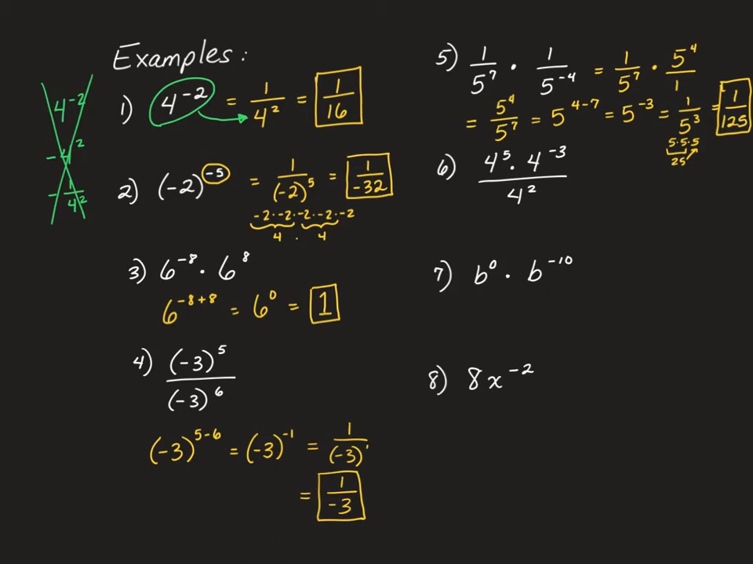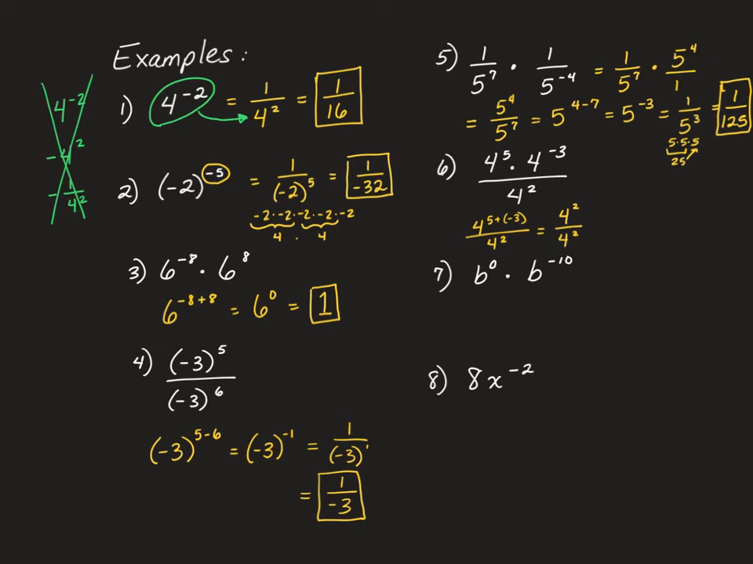4 to the power of 5 multiplied by 4 to the power of negative 3. Remember, we need to add the exponents, so this would be 4 to the power of 5 plus a negative 3, and that's all divided by 4 to the power of 2. So on the numerator, we have 4 to the power of 5 minus 3, which is 2, all over 4 to the power of 2.